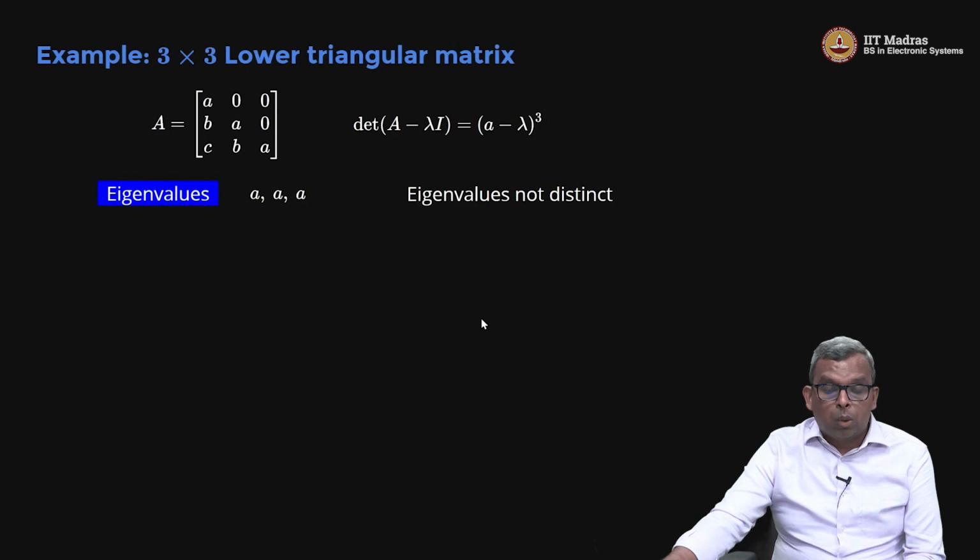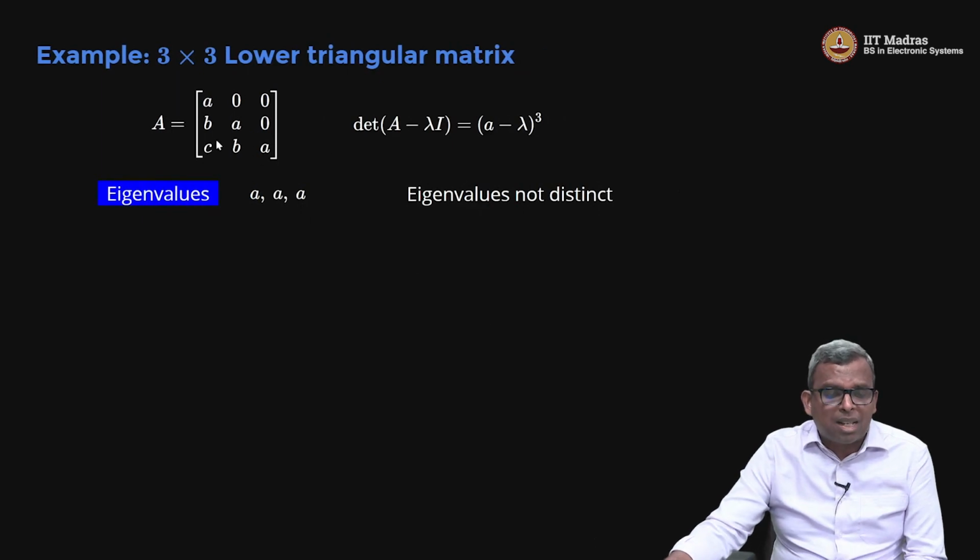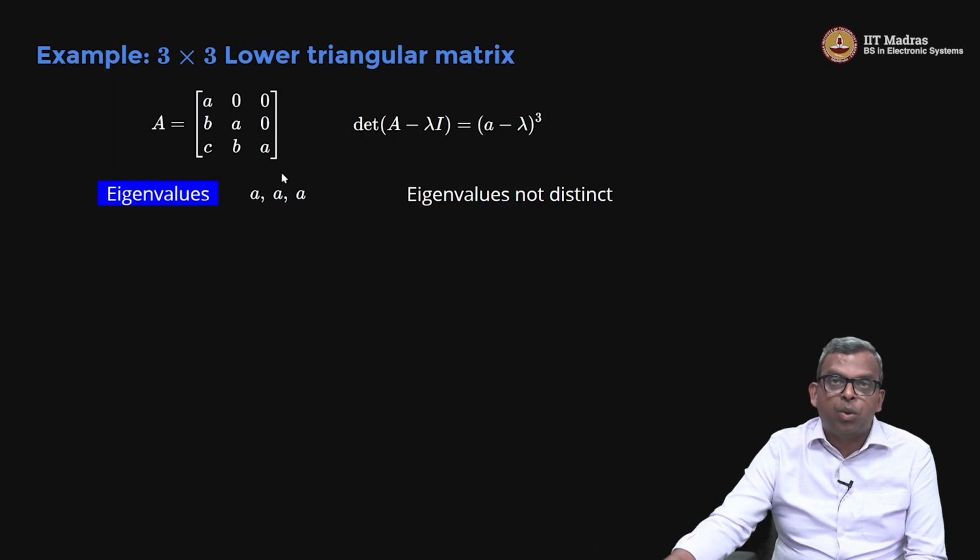Let's conclude with one of the examples we saw for the power calculation, where you have a on the diagonal and then b on the lower diagonal. If you look at determinant of A minus lambda I, you get (a minus lambda) to the power 3, which means the eigenvalue a is repeated 3 times. So it's not distinct, and it's not clear at all that it's diagonalizable. You have to find the eigenvectors. Now the eigenvectors depend on the values of b and c.